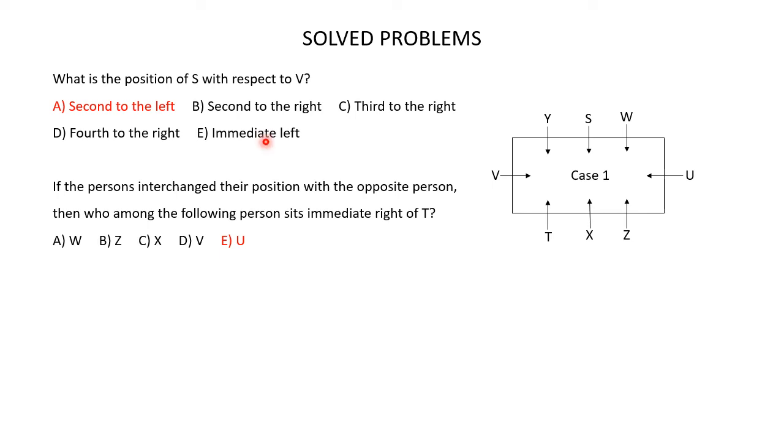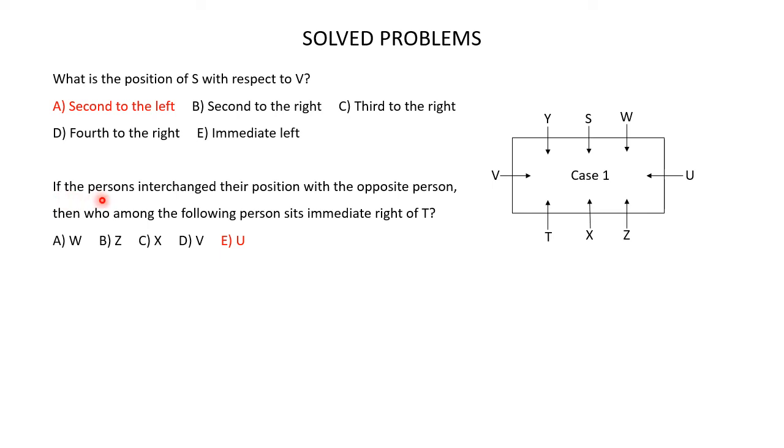Option E says S is to the immediate left of V. To the immediate left of V is Y, not S. So clearly the correct answer is option A, second to the left. S is second to the left of V.